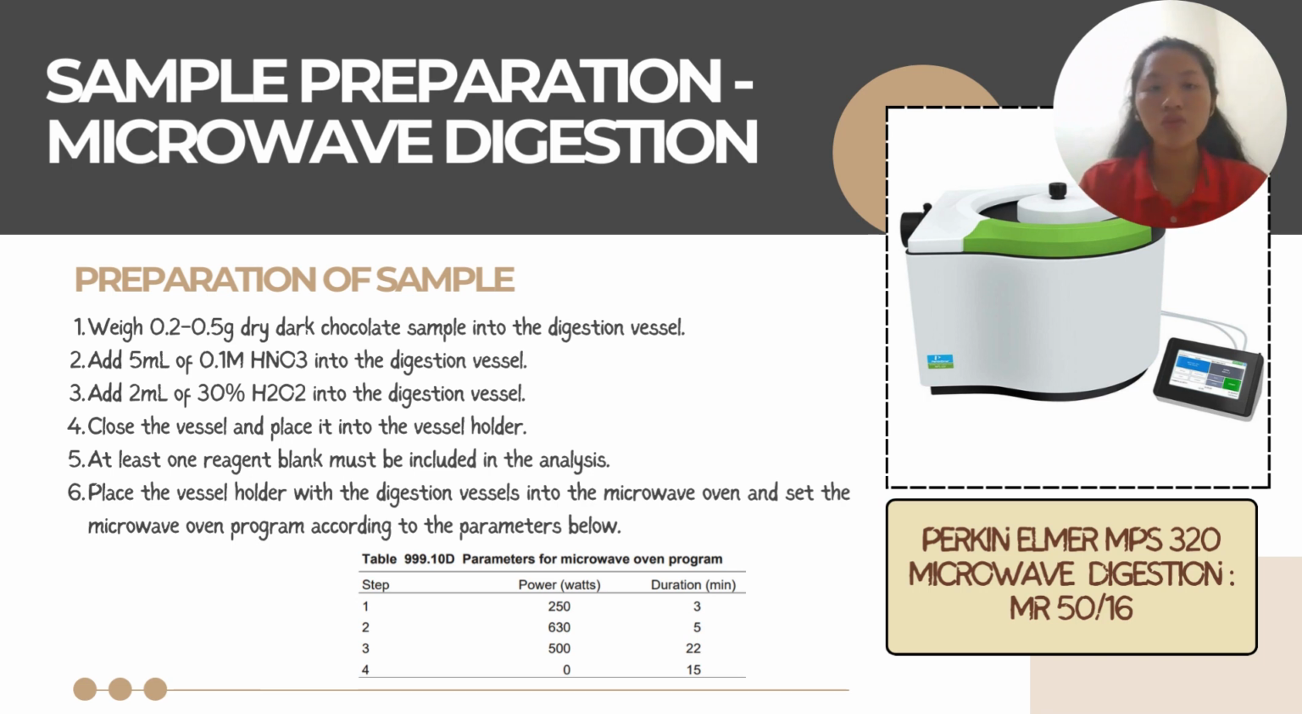For this analysis, there will be 16 vessels involved at one time. Hence, we need to prepare 15 vessels with the chocolate sample and another one is the reagent blank. After preparing all 16 vessels, we close up the vessels, place them inside the vessel holder, and then place the holder inside the microwave oven and set the oven program according to the parameters below.